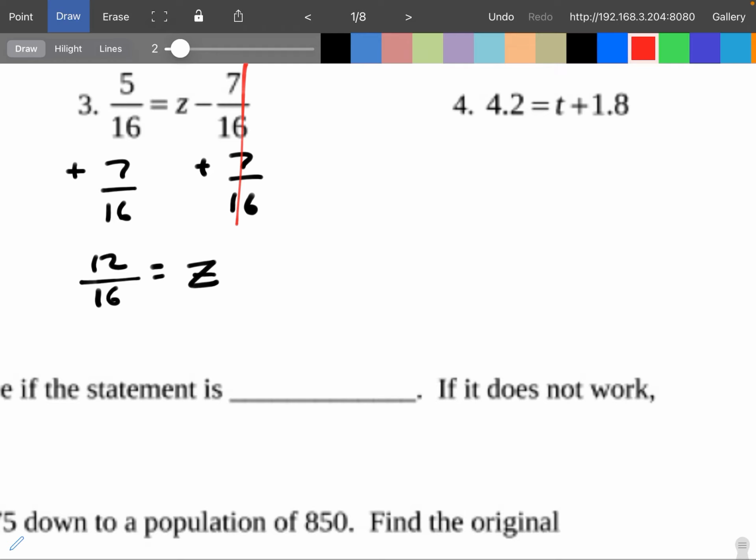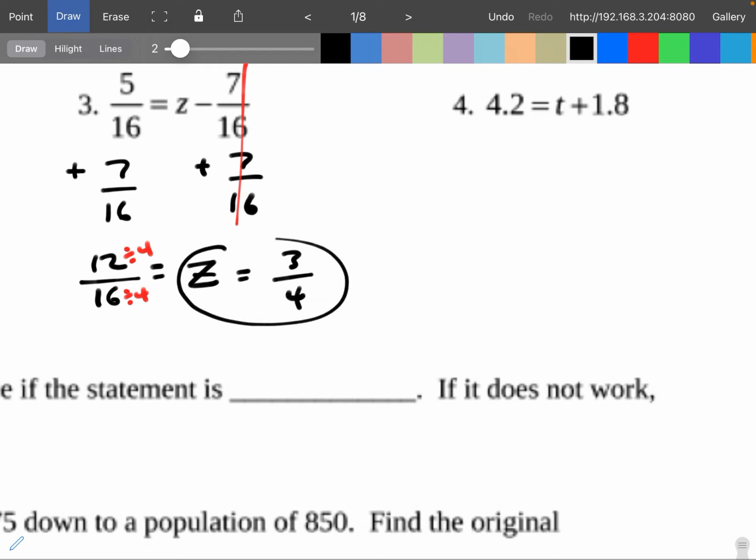But then you should try to reduce that fraction. 3, 4, 6, 3. Yep. So you could divide the numerator by 4 and divide the denominator by 4. So if you do that, you get 12 divided by 4 is 3. 16 divided by 4 is 4. So you get 3/4.